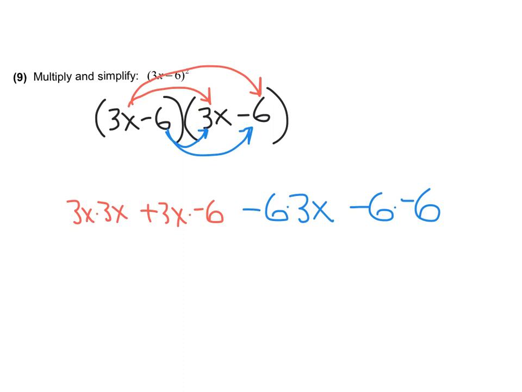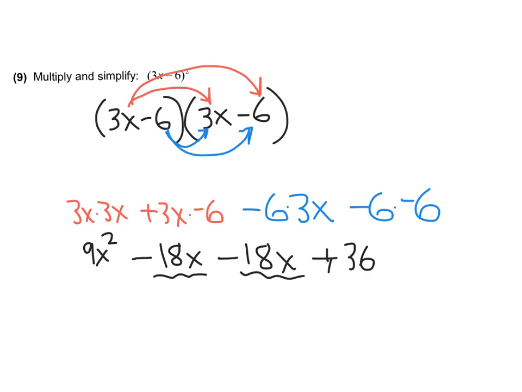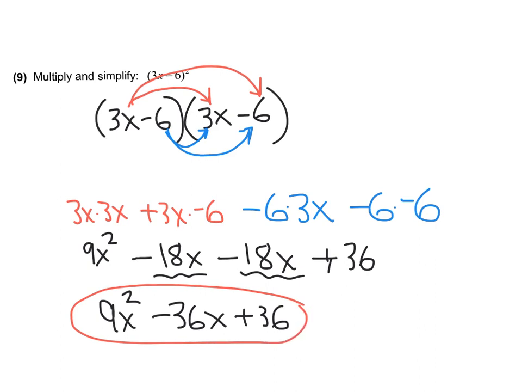Simplifying, I have a 3x times 3x is 9x squared. I have a 3x times negative 6. 3 times negative 6 is negative 18, so minus 18x. 6 times 3 is 18, so minus 18x. And then a negative times a negative is a positive, 36. Adding like terms, negative 18 plus a negative 18 is negative 36. So we have a 9x squared minus 36x plus 36. That is our final answer, and that is what we circle.